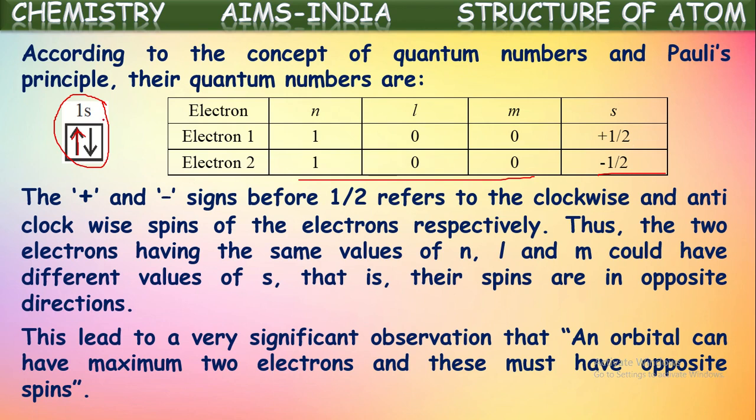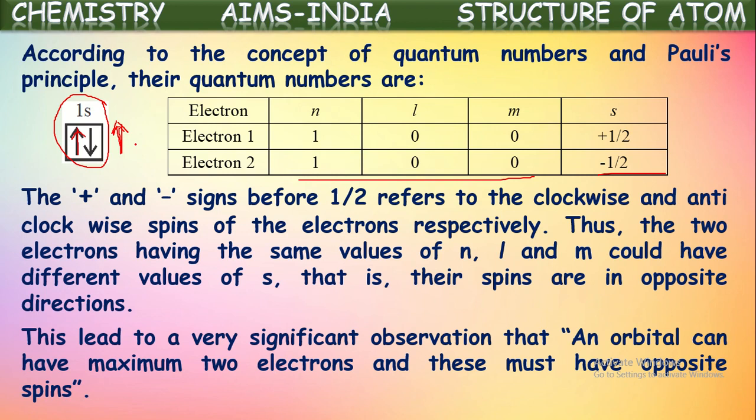What happens if you write a third electron in the same 1s orbital? That should be either in the clockwise spin or anti-clockwise spin. Suppose we consider the third electron also in the same way and it is shown in the clockwise spin. Now what happens? This first electron and this third electron both will get the same set of quantum numbers, which is incorrect according to Pauli's principle. Which is not possible. In that way, it is limited.